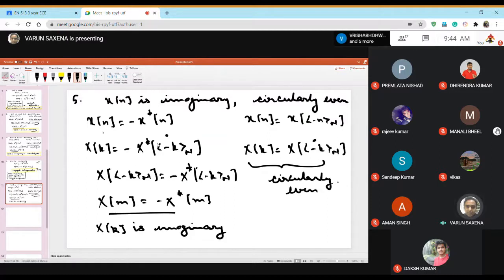Because if you remember xn was imaginary, so you had xn here, you had a negative sign here, you had xn conjugate. So capital X of m is here, minus capital X conjugate of m, so that means it is imaginary. Capital X is imaginary. m is a dummy variable, I've just replaced m by k. And to write the total thing, the DFT Xk is imaginary and circularly even. That's it. That's the result. So knowing how to derive it quickly is going to give you an advantage, instead of maybe mugging it up. And these are some important results. We'll do some numericals based on these.